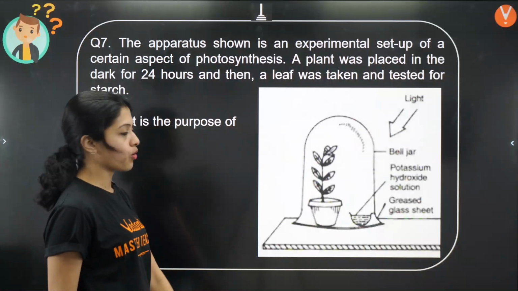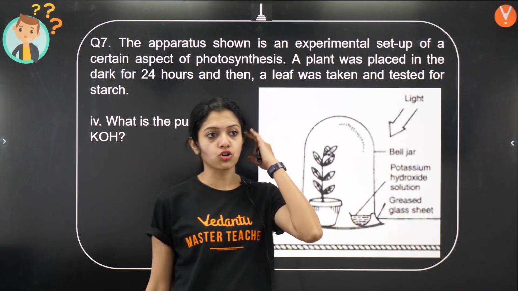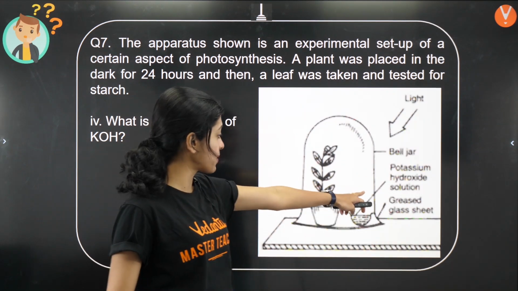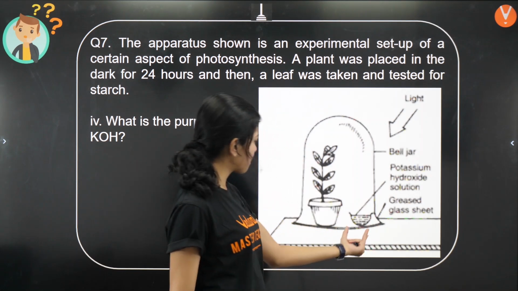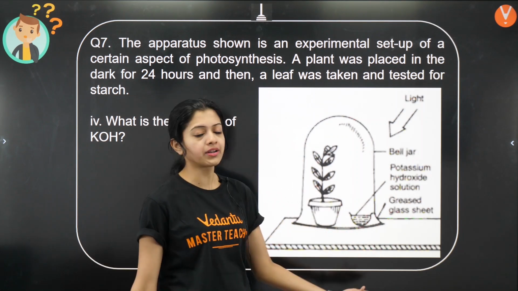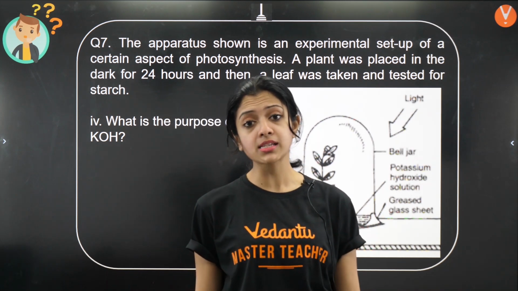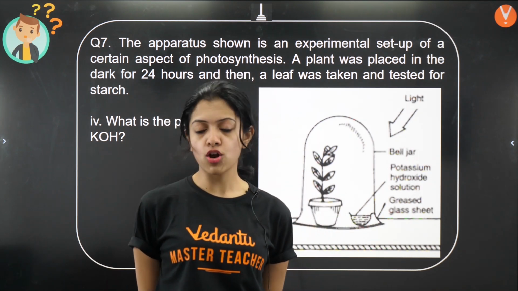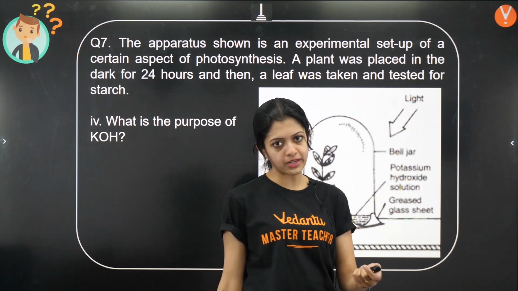Okay. Now, what is the purpose of KOH, potassium hydroxide? Yes, it's written here, potassium hydroxide solution. What do you think is the need for that? Why do you keep it in a bowl or in a container there? Think of the aim of the experiment. It was to prove that carbon dioxide is essential, right? So what do you think KOH can possibly do?